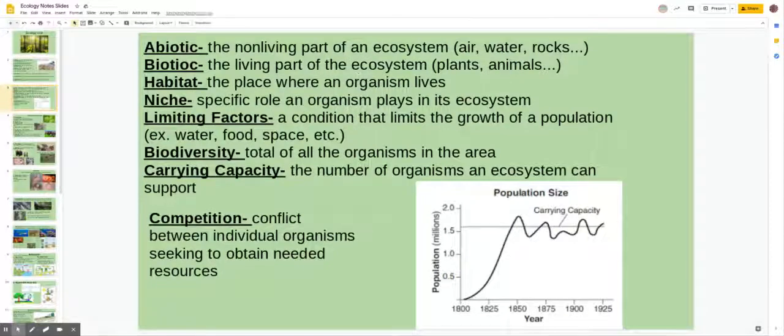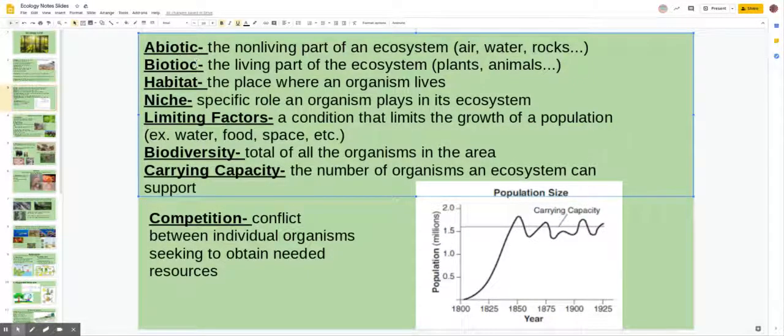Let's look at the living and non living. So, an abiotic factor is a non living part of the ecosystem. It includes the air quality, it can include the amount of oxygen, the amount of carbon dioxide, the water, and the water quality. What's in the water?